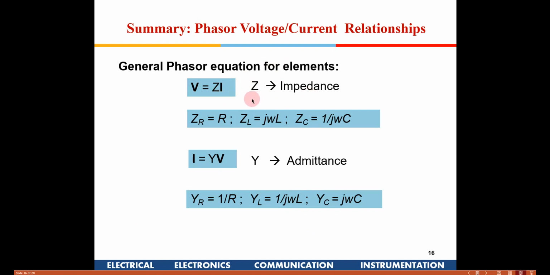Right. This is the general phasor representation. This we just did, and the inverse of impedance, 1 by impedance, is known as admittance. So, admittance of a resistance will become 1 by R, admittance of an inductor will become 1 by j omega L, and admittance of a capacitor will become j omega C.